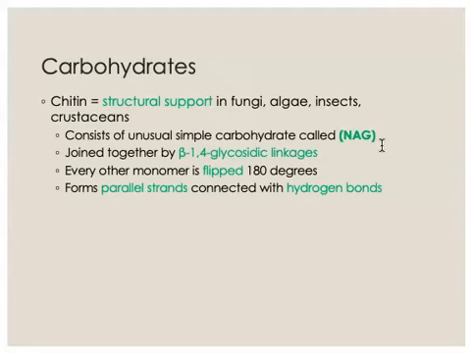The individual subunits of NAG are joined together with beta-1,4 glycosidic linkages. And similar to what we saw in cellulose, every other NAG is going to be flipped 180 degrees. That's going to allow chitin to assemble as long parallel strands. And those parallel strands will hydrogen bond to each other, just like what we saw in cellulose.